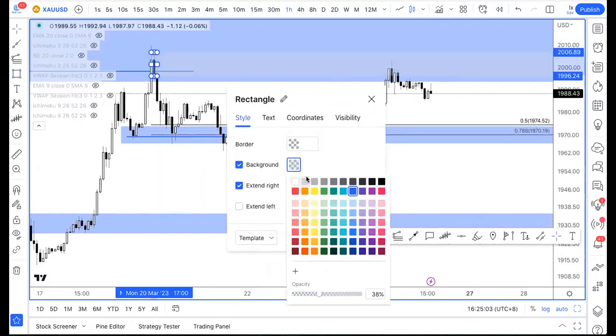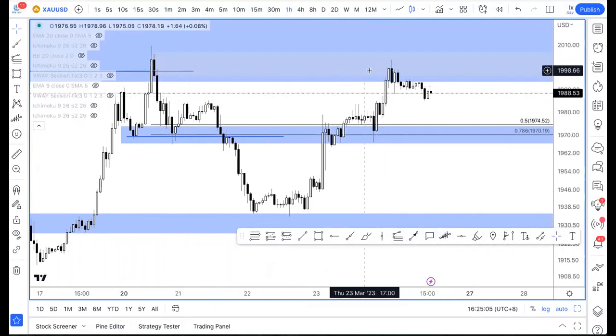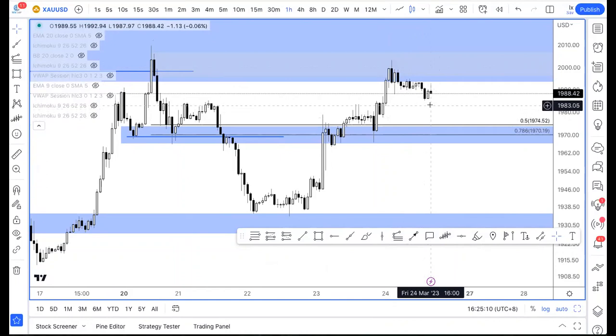Put this in a different color, right? So we're seeing a reaction of this H1 resistance area. Prices continue to push lower. But as I've mentioned, right now, where we are, at least on the 1 hour, is still bullish.